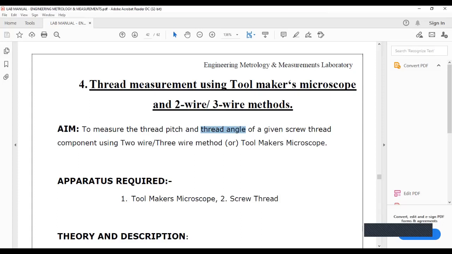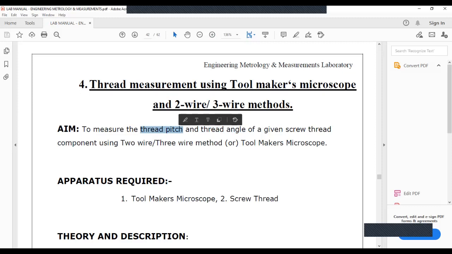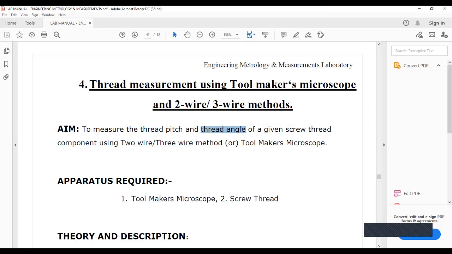There, our specimen whose parameters we were finding was a gear, but here we are going to change that component to the screw thread. Whenever a screw thread is given, we are going to see how a toolmaker microscope is helpful for us. With that intention, among all the other parameters of the screw thread, we are going to concentrate on thread pitch and thread angle, and see how to find out some of those parameters by means of a toolmaker microscope.